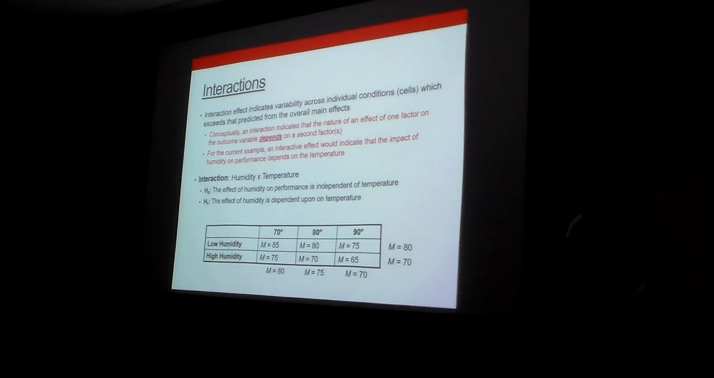But if I'm looking here, it looks like this is kind of the same thing overall. So we've got a main effect of humidity, right? People in low humidity are reporting about 10 points higher than people in high humidity. And we see that the same here, the same here, the same here, right? And as we go from 70 to 90, we see a 5-point reduction in each one of these, right? So we're seeing 85, 80, 75, 75, 70, 65. So we've got the same thing going on in both of these.